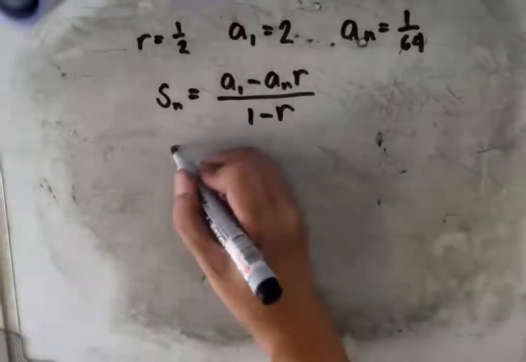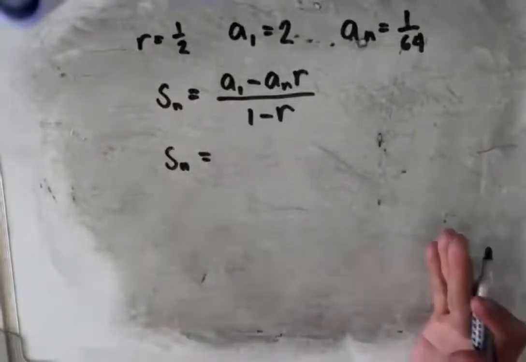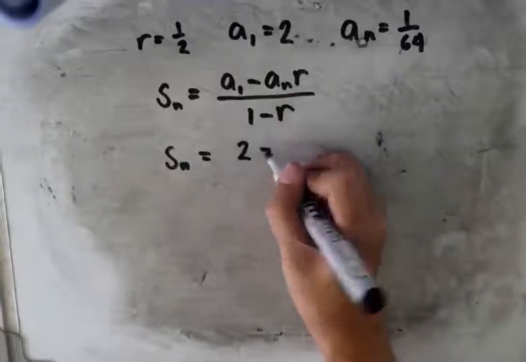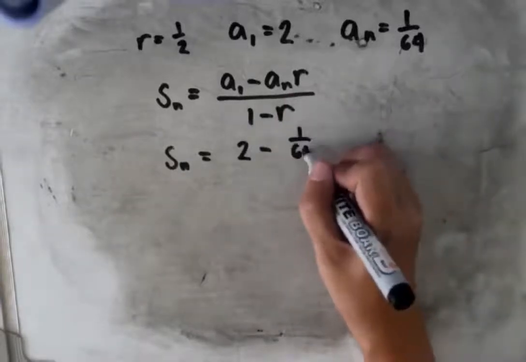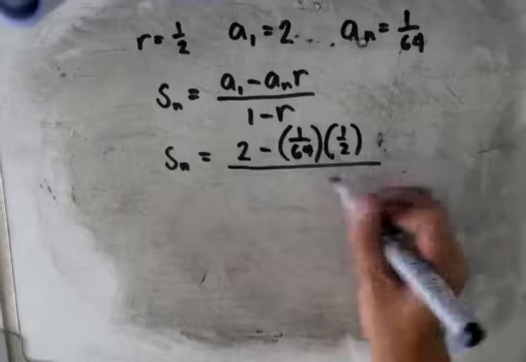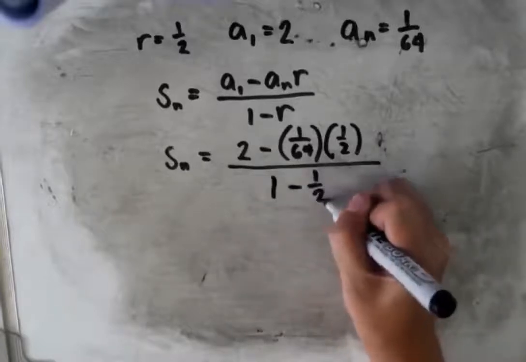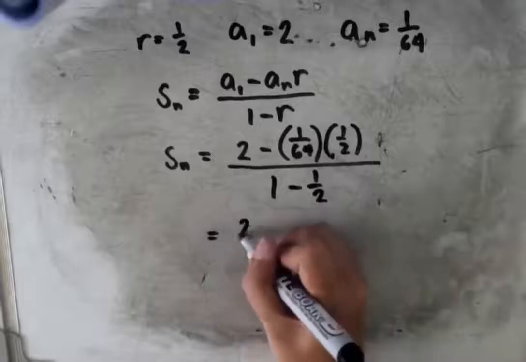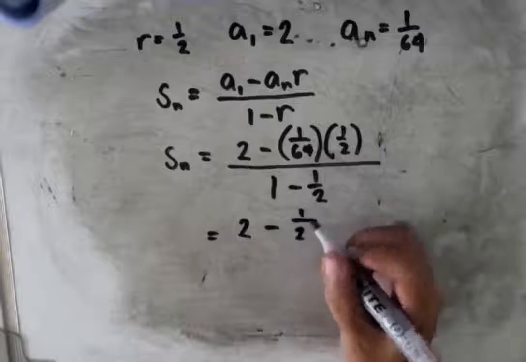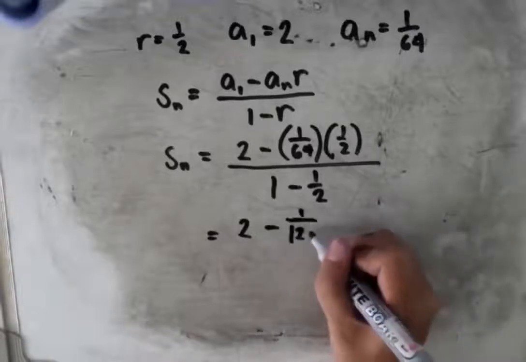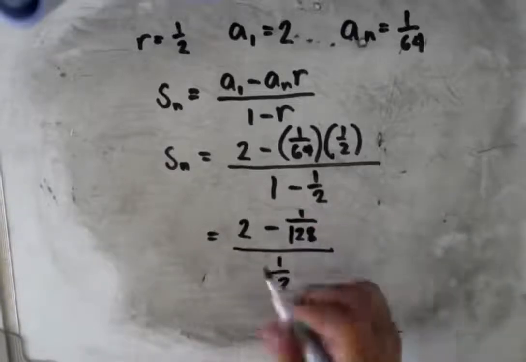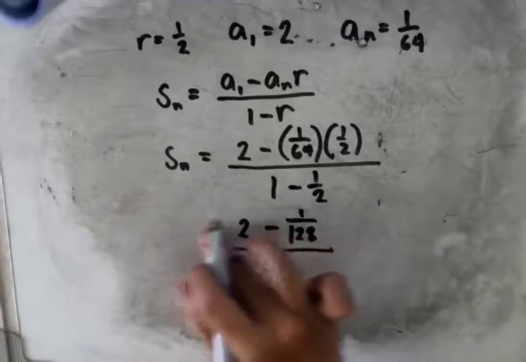So, we have S sub n. So, ano yung n natin? Wala tayong n. Hindi natin alam yung n or the number of terms. So, we have here, your A sub 1 is 2, minus your last term 1/64, times your R, 1/2, all over 1 minus 1/2. Okay? So, we have here 2 minus 1/64 times 1/2, that is 1/128, all over 1 minus 1/2, that is 1/2. Okay? Kaya natin yung equal sign dito.